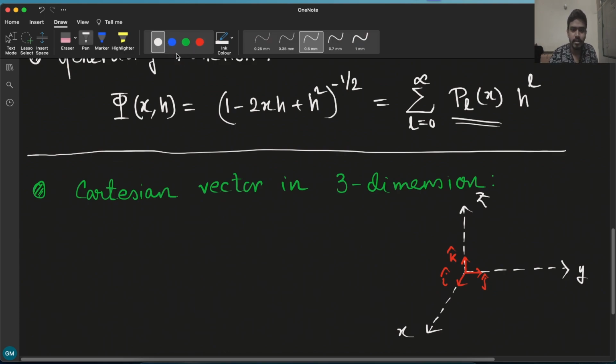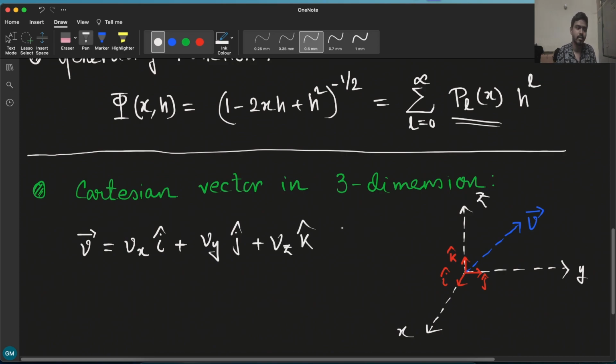In that case, any vector v in this 3 dimension can be written as a linear combination of these three basis vectors. That is, any vector in 3 dimension can be written as, let's say, vx i hat plus vy j hat plus vz k hat.